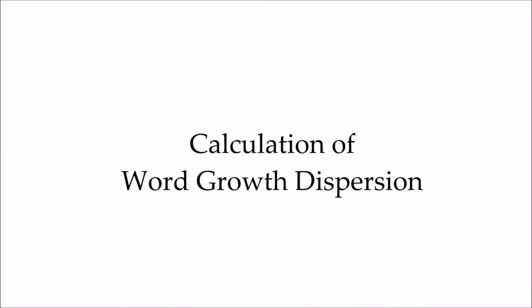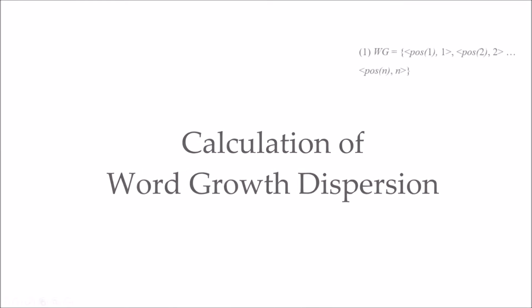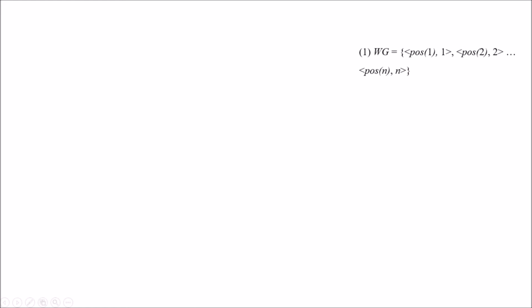Here's how you calculate word growth dispersion. The measure is based on word growth curves. A word growth curve, here WG, is a set of ordered pairs of the position of a particular word type in a corpus and its index from its first to nth occurrence.